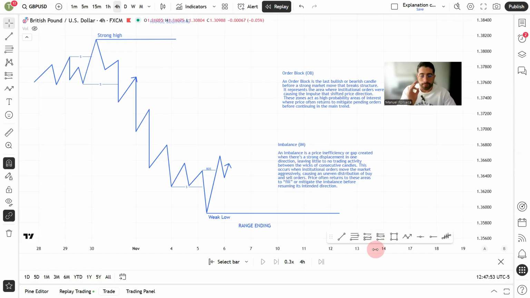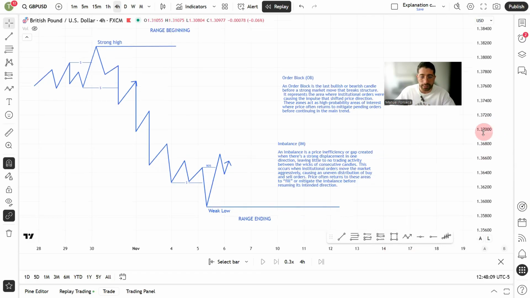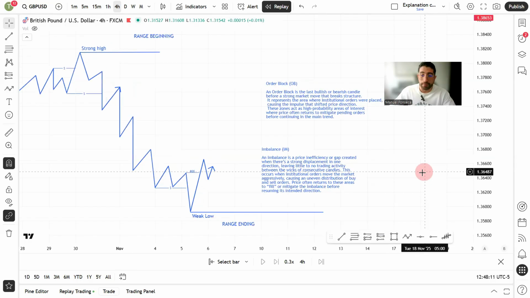Okay, so an order block is the last bullish or bearish candle before a strong market move that breaks the structure. Now, because we are doing an example in a bearish range, and this is something I also want to highlight, we're just going to show examples in a bearish range or bearish trend market scenarios. So we're going to take into account the bullish candle. Sometimes I take even the bearish, but I'm going to show you why in that moment.